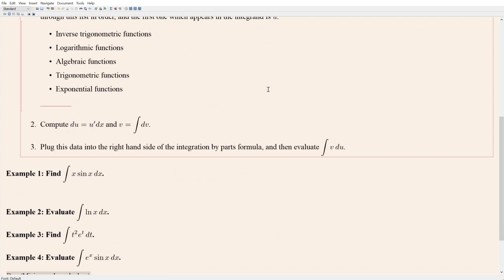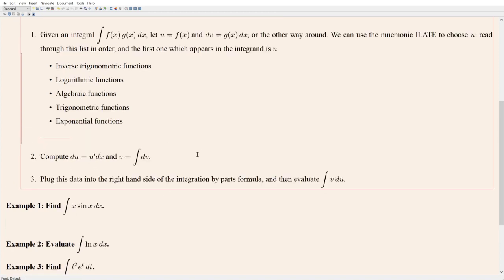Okay, so find the antiderivative of x sine x. So this is a product, x times the sine of x. So the first thing that we want to do is we want to let u equal something and dv equal everything else. Well, that immediately raises the question, how should we choose which bit of this is going to be u? Should I let x be u, or should I let sine x be u?